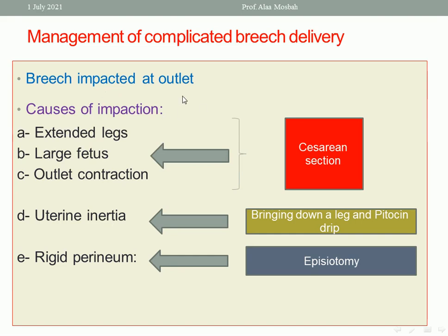Breech impacted at the outlet will be managed according to the cause. Look at the causes: extended legs, large feet, outlet contraction, all of them, cesarean section is the best line of treatment. Uterine inertia, we can give oxytocin infusion and bring down the leg. Rigid perineum, we can do episiotomy.